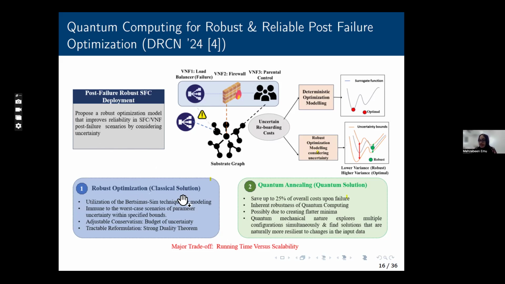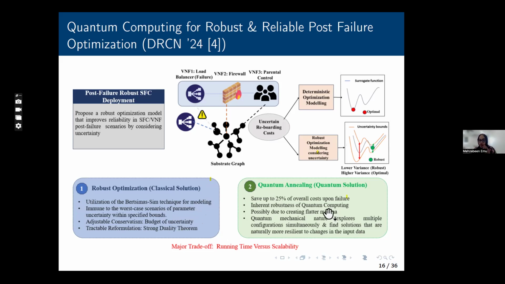One is fully classical, where we have utilized the Bertsimas-Sim technique proposed by the MIT professors. This technique is immune to the worst case scenario, and it has a parameter that we can tune as per the affordability of our budget, as per the affordability of risk that we are willing to take. So we can adjust the budget of uncertainty in this formulation, which is a nice thing to have for service providers.